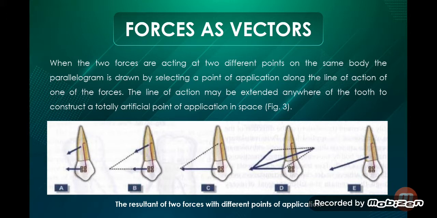When the two forces are acting at two different points on the same body, the parallelogram is drawn by selecting a point of application along the line of action of one of the forces. The line of action may be extended anywhere off the tooth to construct a totally artificial point of application in space.